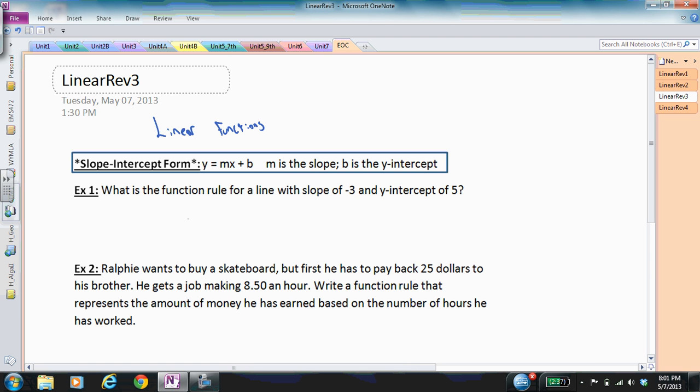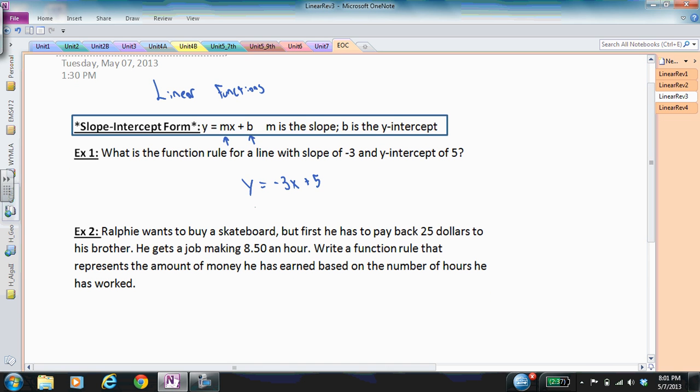So example 1, what is the function rule for a line with a slope of -3 and a y-intercept of 5? Well, that's easy peasy. Y equals -3x plus 5. The slope -3 goes in for m, and the y-intercept of 5 goes in for b in the function rule form, y equals mx plus b. So y equals -3x plus 5.